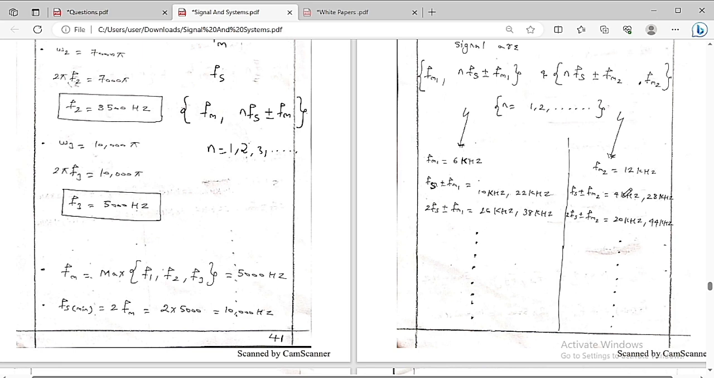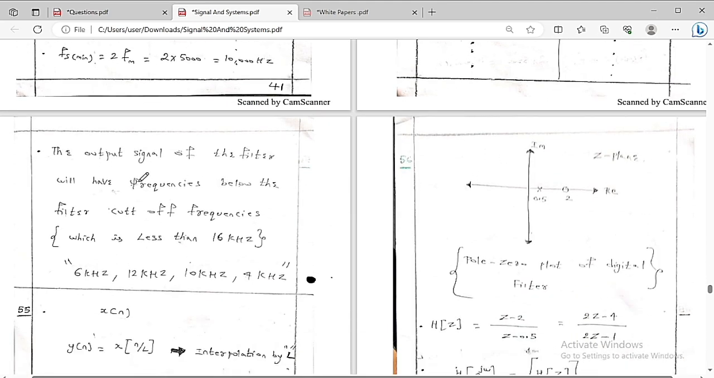From here, 12 and 4 are going to get passed. So overall, what are the frequencies which are passing? 6, 12, 10 and 4. So therefore, the output signal of the filter will have frequencies below the cutoff frequency, which is less than 16 kilohertz, which are 6 kilohertz, 12 kilohertz, 10 kilohertz and 4 kilohertz. 6 kilohertz and 12 kilohertz are nothing but the original signal frequencies, and these are the extra frequencies which are going to come with it. So these are the 4 frequencies which are going to be present in the output signal of the filter.